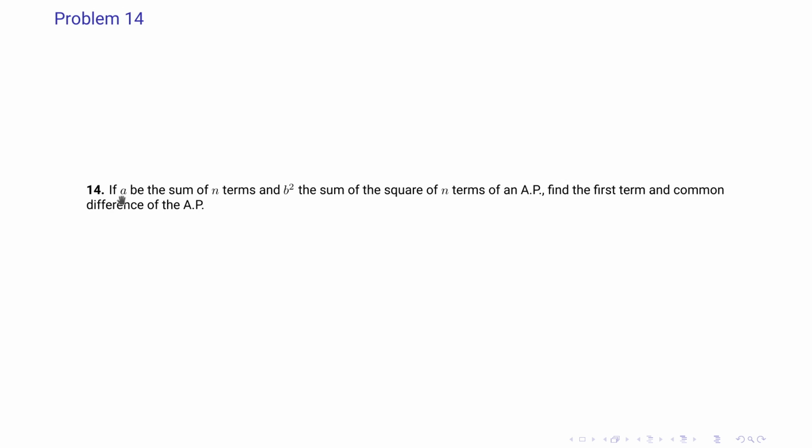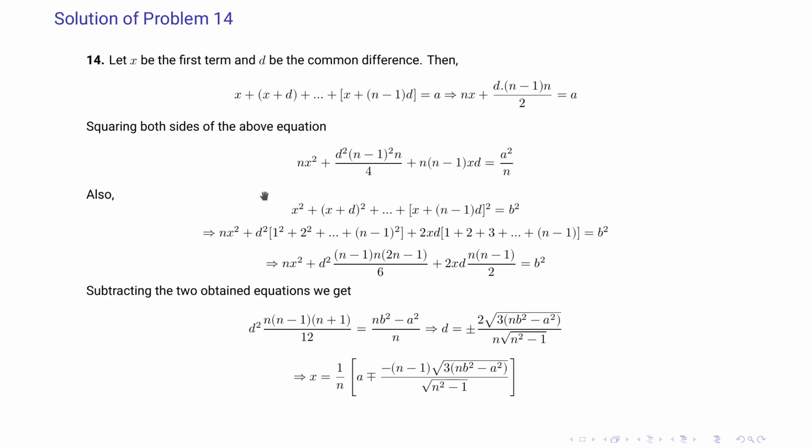Problem 14 says that if a is the sum of n terms and b square is the sum of squares of n terms of an AP, find the first term and common difference of the AP. So we let x be the first term and d be the common difference. Then our series x plus x plus d plus x plus 2d up to x plus n minus 1 d is equal to a. So by substituting the formula, we have nx plus d into n into n minus 1 by 2 is equal to a.